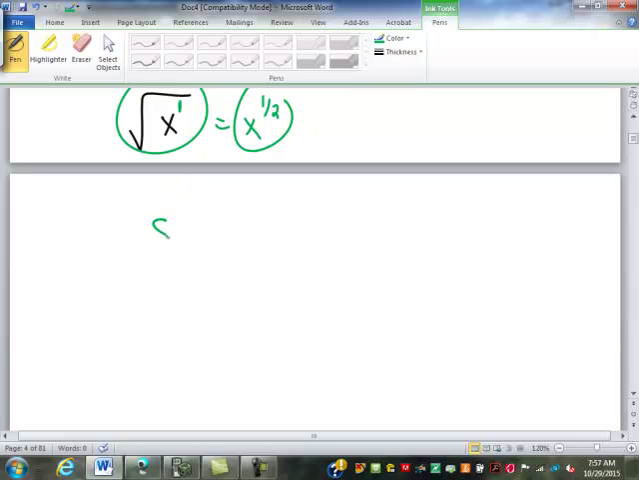How about 8 to the power of 1/3? What do you think that is? That's the third root of 8, or 2. If you want to punch into your calculator and verify, go for it.